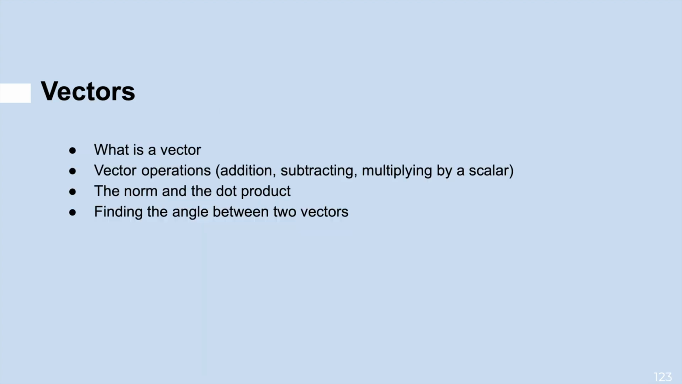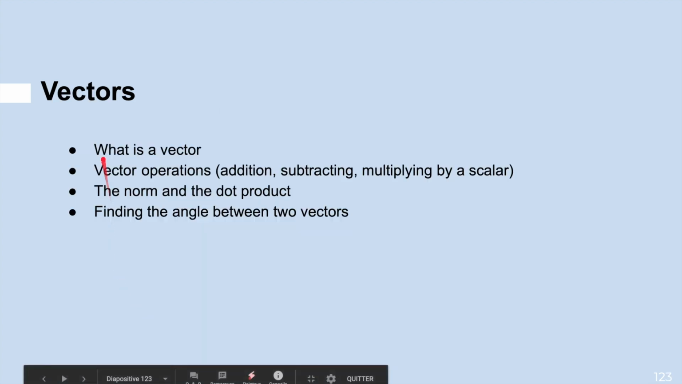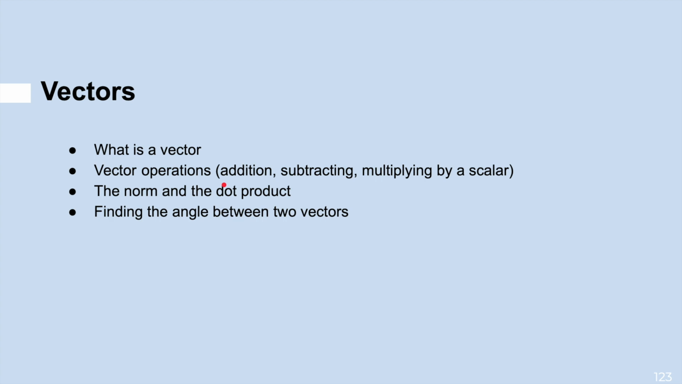We kind of started touching on vectors. You should know what a vector is. Your vector operations, so same thing as with matrices, your addition, subtracting, multiplying by a scalar, all that stuff. And then the norm and the dot product. So these 2 are just for vectors, finding the norm, so the length of a vector, and the dot product, so multiplying vectors together, and being able to use the norm and the dot product to find the angle between the 2 vectors.